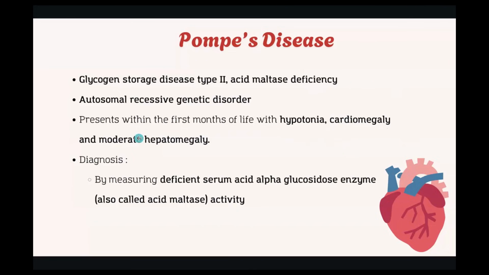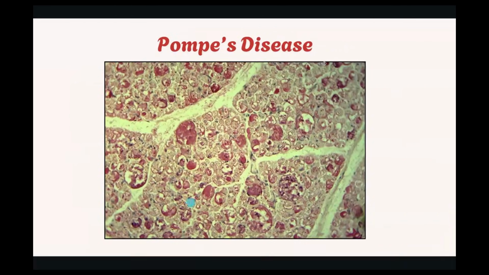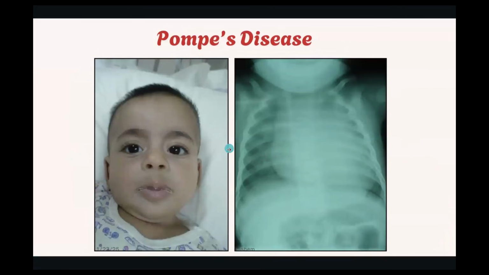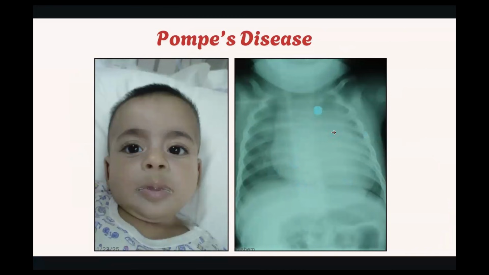So how do we diagnose? We measure the acid maltase enzyme or the alpha glucosidase enzyme. So we have two names of this enzyme, the alpha glucosidase and the acid maltase. This is the characteristic picture of Pompe disease. So please memorize the picture, Pompe disease. And these two pictures as well, Pompe disease. As you can see here, the cardiomegaly is very prominent.